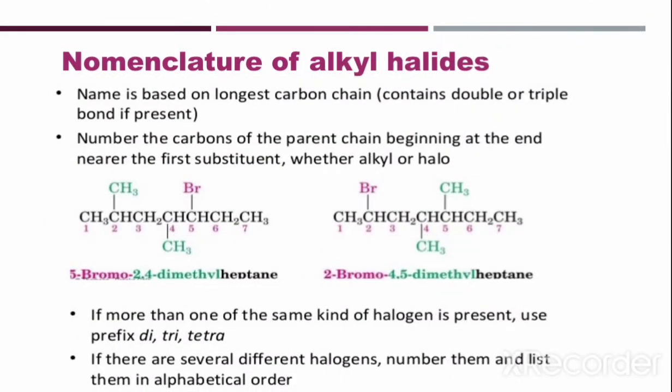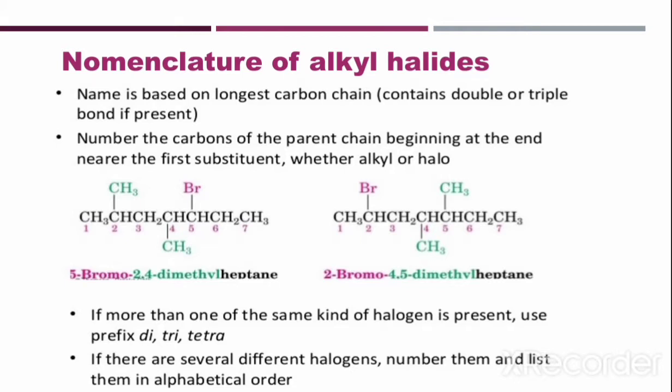So, the next is the nomenclature of alkyl halides. The first rule is that the name is based on the longest carbon chain. So firstly we will find the longest or parent chain, and if that chain contains a double or triple bond, that will be considered as the parent chain. The next rule is to number the carbons of the parent chain beginning at the end nearer the first substituent, whether alkyl or halo. So it is either an alkyl group or a halide group.